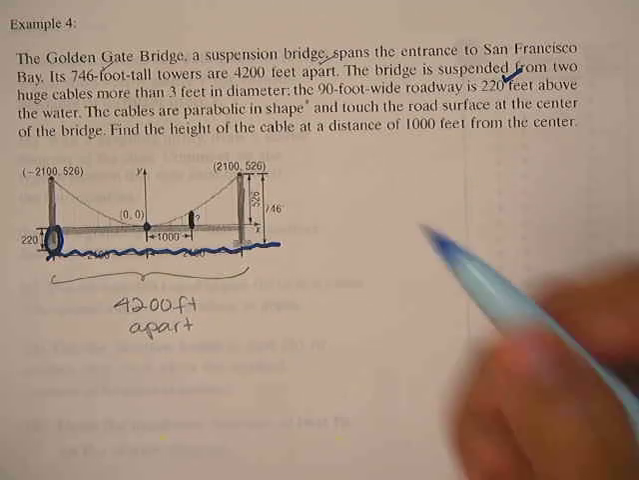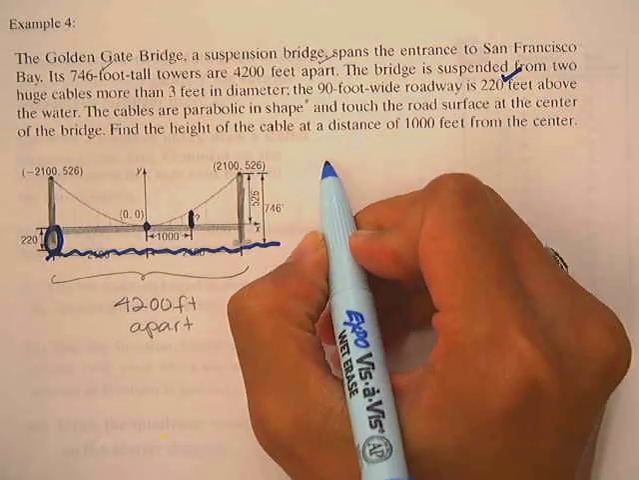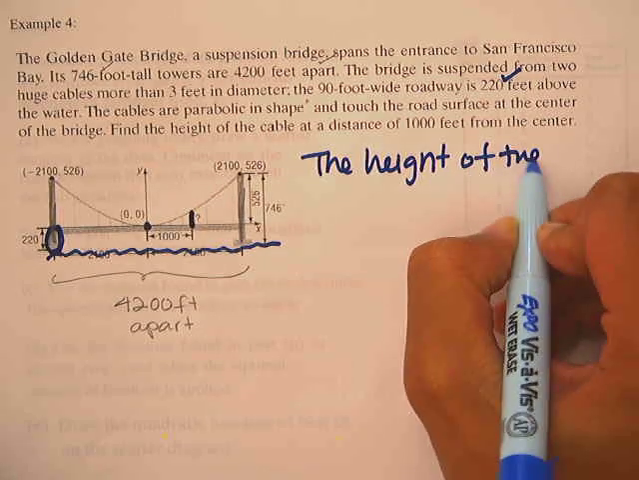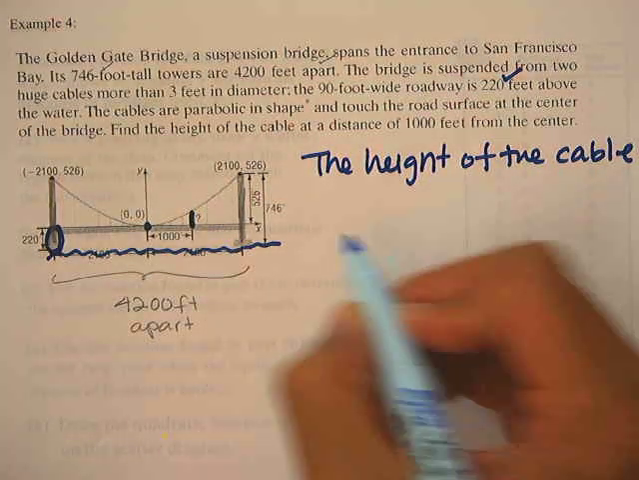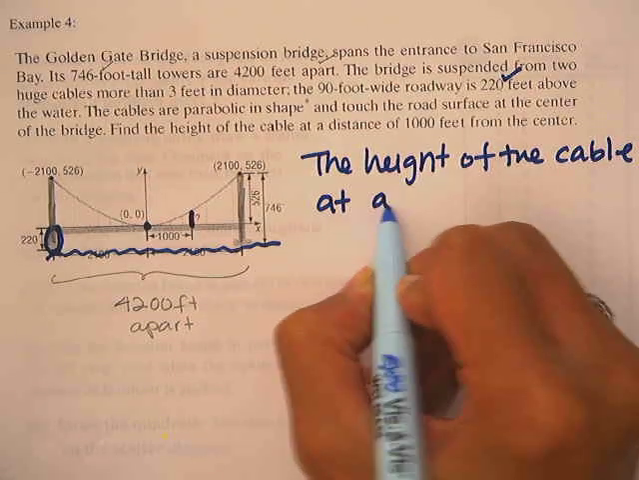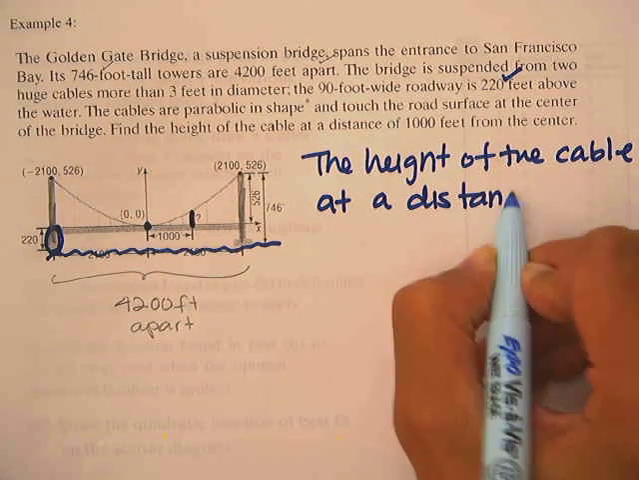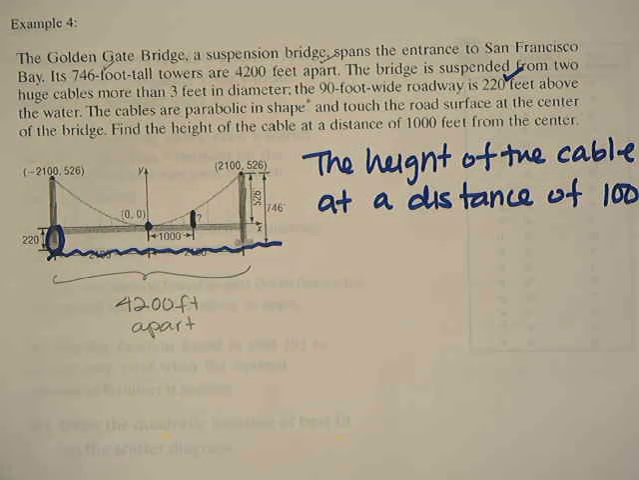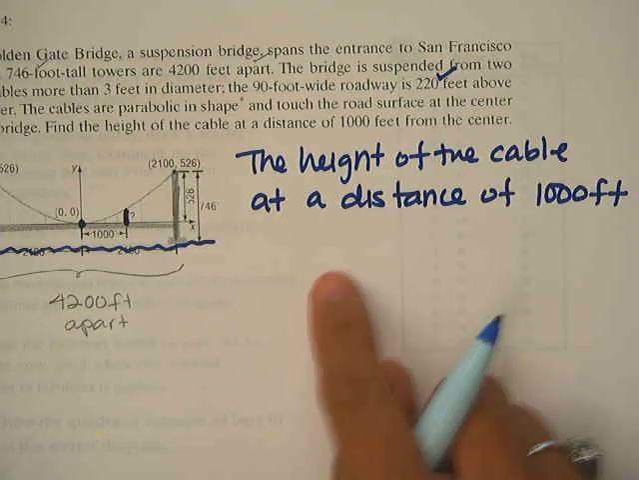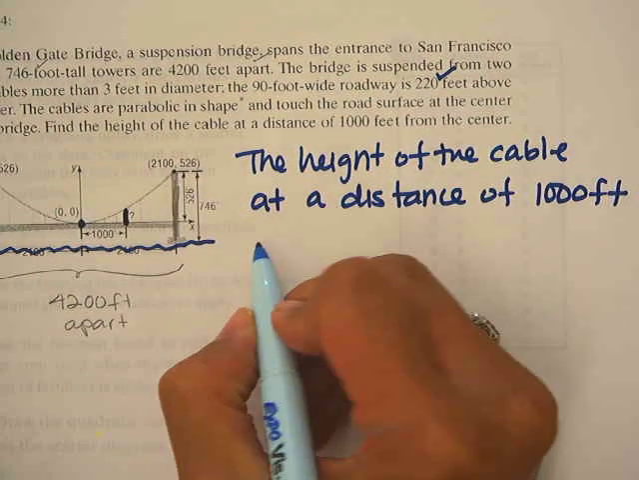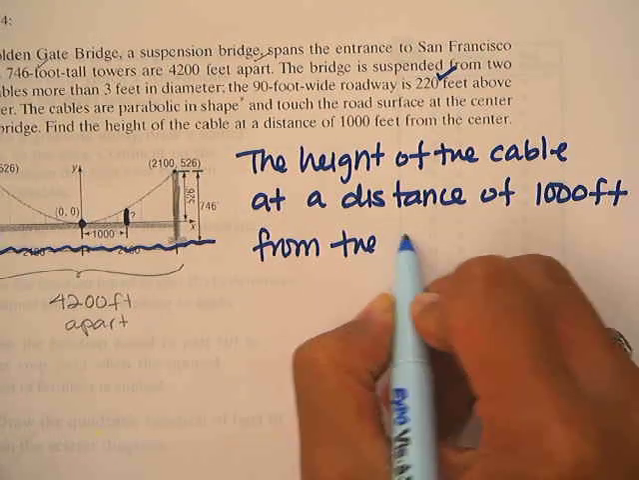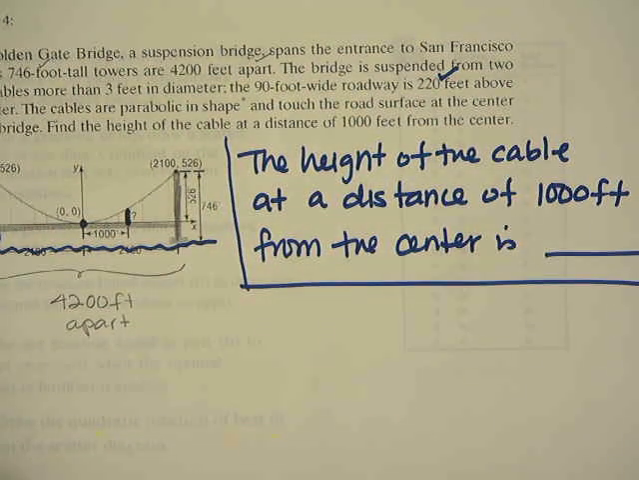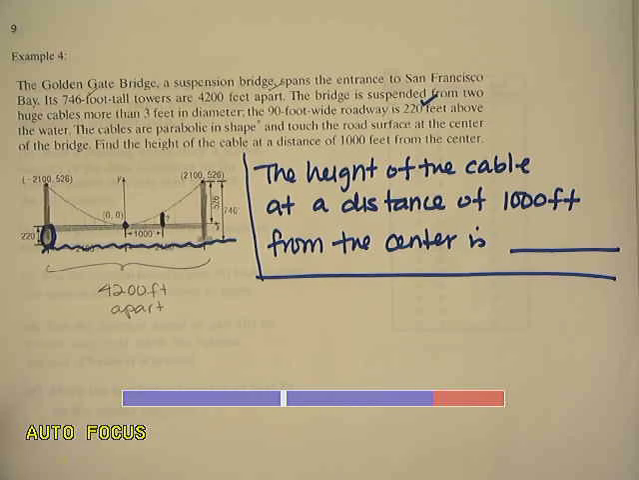So let's write our answer first, and then we can do the work to find it. The height of the cable at a distance of 1,000 feet from the center is, and then we can fill that in. Here we go. Let's zoom out. Let's do the work.